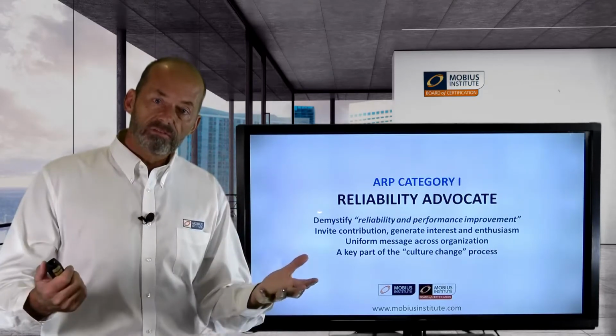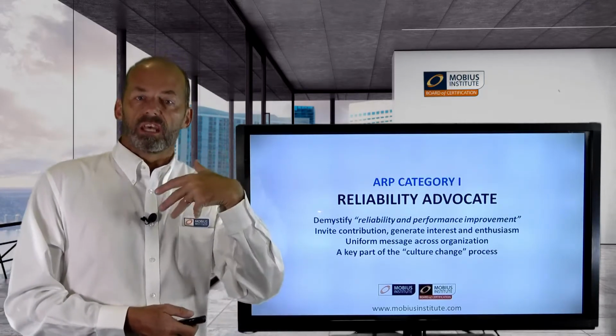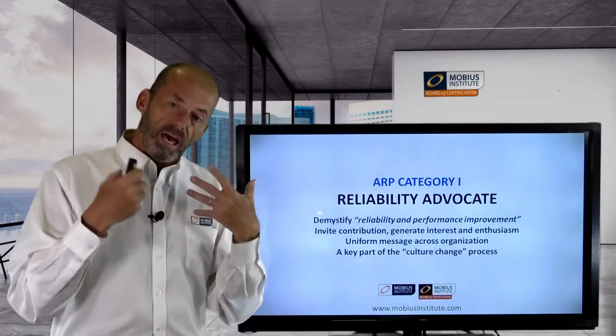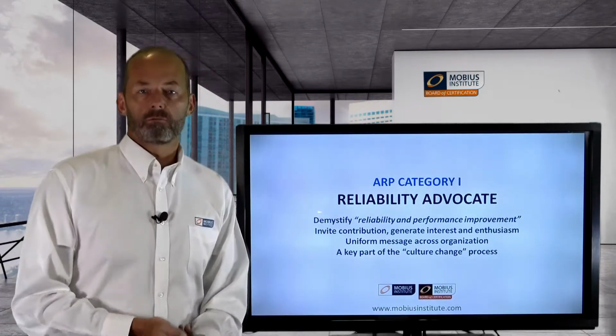It really demystifies the whole process and gets them on board with it, gets them enthusiastic about it so they see how they can contribute and how they will benefit.